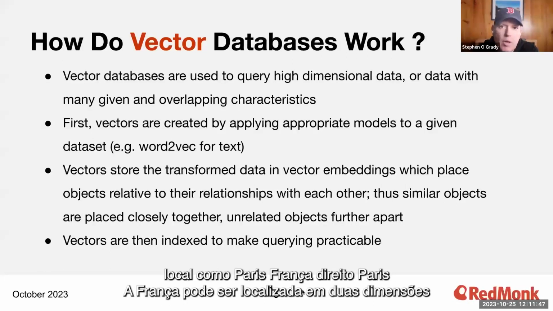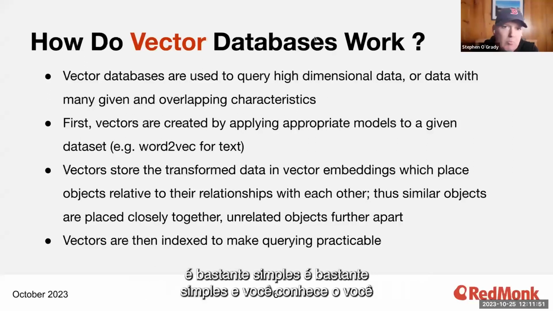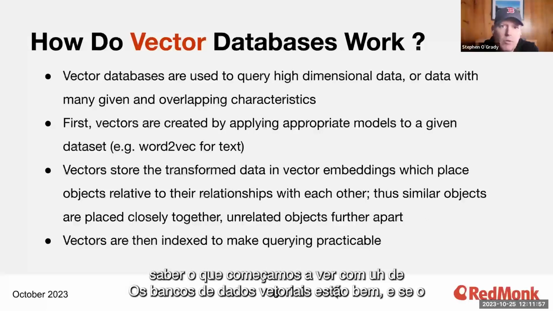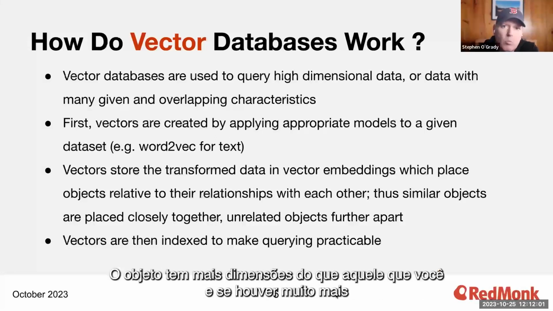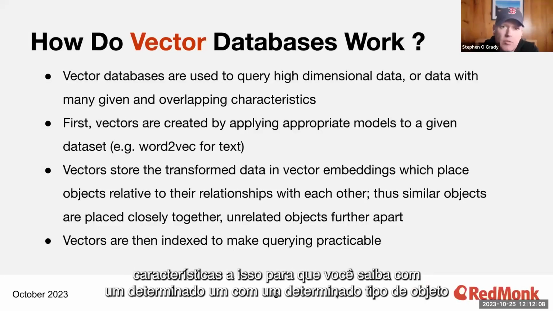Paris, France can be located in 2 dimensions. You have a latitude and a longitude, so you can place it on a map. It's pretty simple. It's pretty straightforward. And what we begin to see from vector databases is, okay, what if the object has more dimensions than that? What if there are many, many more characteristics, potentially hundreds, even thousands of characteristics to this?